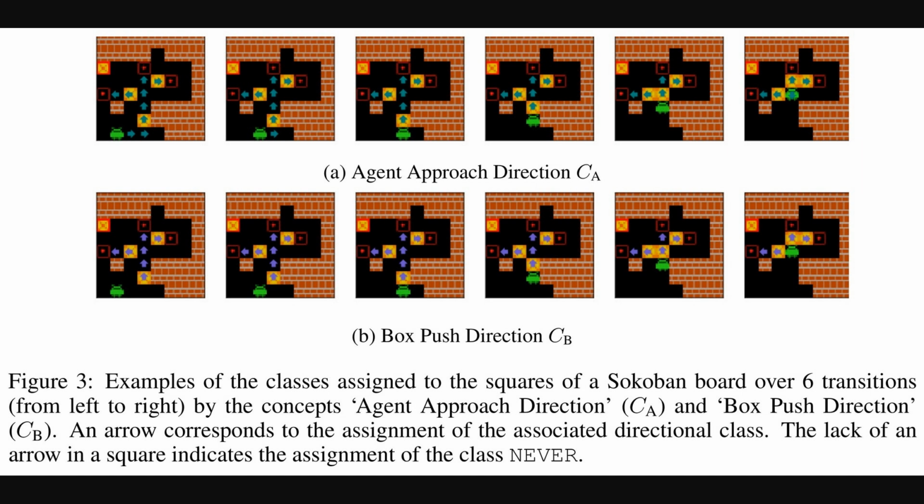Building on that idea of internal plans, this next figure shows exactly what those plans seem to be made of. Okay, the authors found the agent represents two key concepts internally: agent approach direction, which is where the agent plans to move, and box push direction, where it anticipates pushing a box. You can see these visualized as arrows on the Sokoban grid over several steps. These concepts appear to be the building blocks for that internal search process.